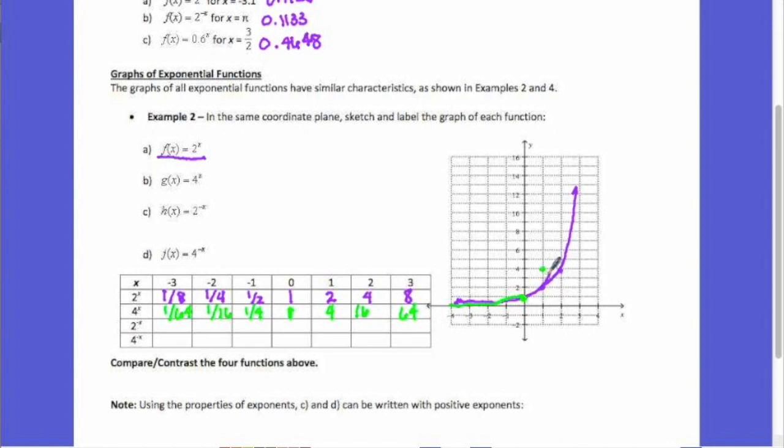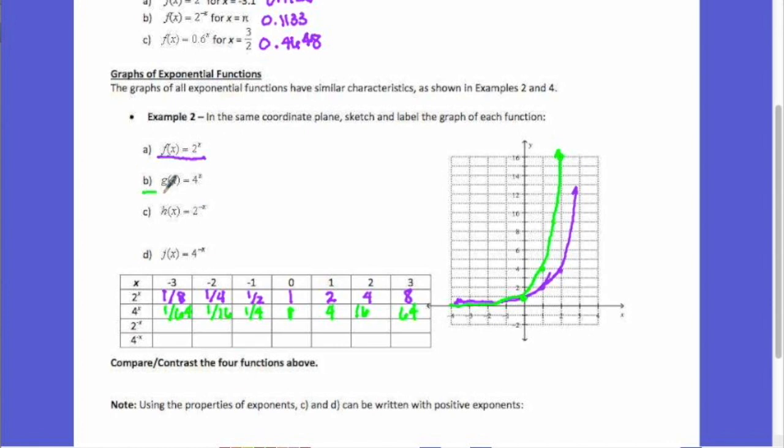So we're going to grow much, much, much faster. At 2, we're already at 16, so we're up here. So notice when that base is bigger, what's happening is that we're actually going to grow a lot faster. All right, so 2 to the negative x and 4 to the negative x. Let's see, how is that going to change what my function is going to look like?